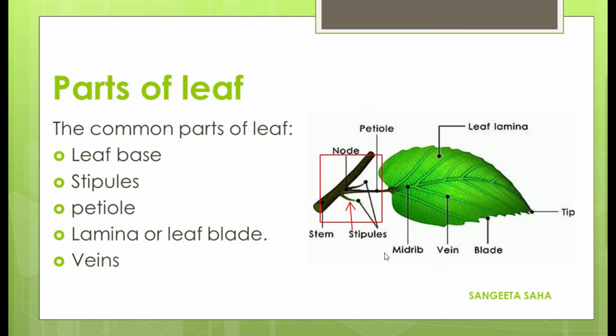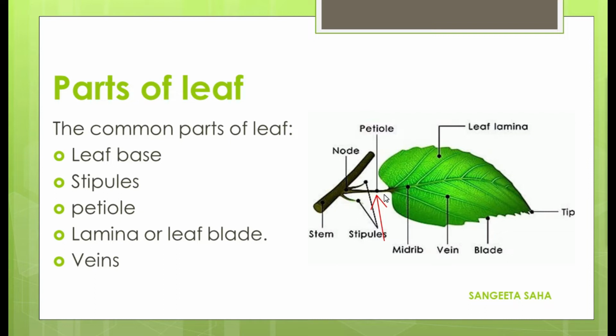Now, coming to the petiole. This petiole is the stem-like part of the leaf that joins the blade to the stem, as you can see in the diagram. Now there may be some leaves that connect directly and don't have petioles. Leaves attached by a petiole are called petiolate, and leaves which connect directly are called sessile.